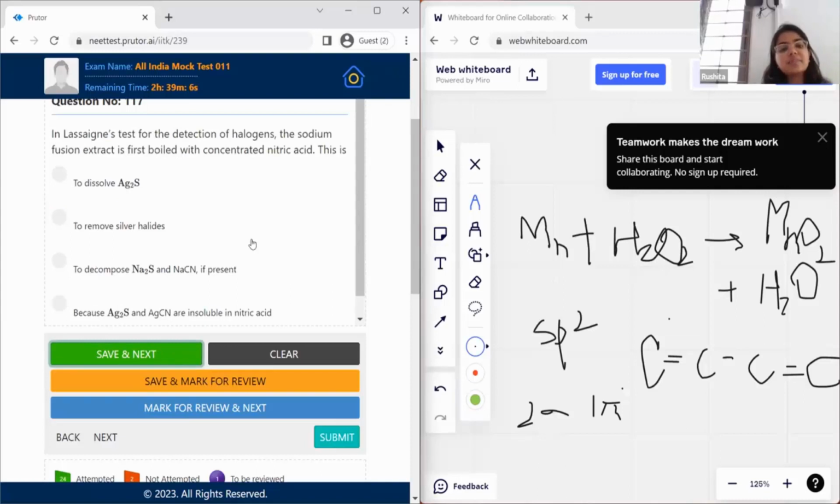Lassaigne's test. The sodium fusion extract is first boiled with nitric acid.